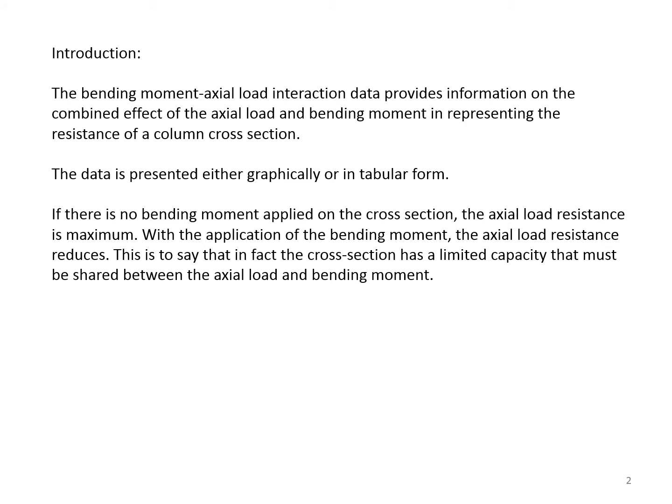If there is no bending moment applied on the cross-section, the axial load resistance is maximum. With the application of the bending moment, the axial load resistance reduces. This is to say that in fact the cross-section has a limited capacity that must be shared between the axial load and bending moment.